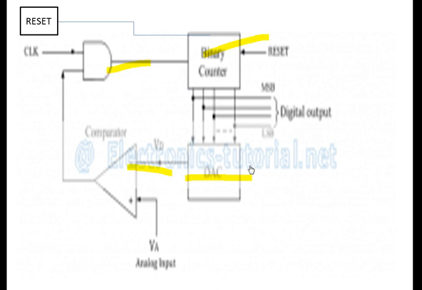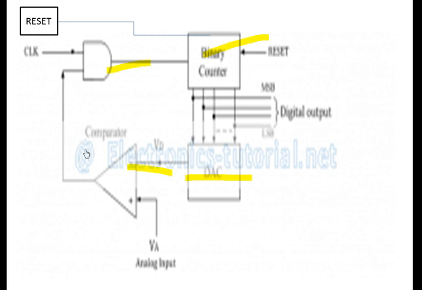Depending on the output voltage we get from the digital to analog converter, this voltage is compared with the analog input. If the non-inverting terminal voltage is greater, then the comparator output will be high and the output of the logic gate will be high, and the binary counter starts counting. According to that it gives a certain digital output, which is again given to the DAC, and the DAC converts that digital output into an analog voltage, which is compared with the analog input, and according to that the comparator output will be high or low, and the same process repeats.